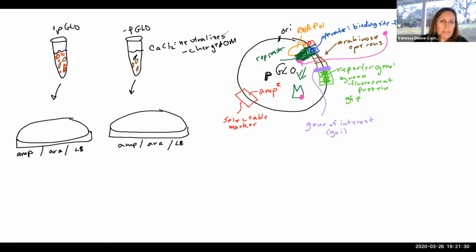So let's see how these will look. Let's start first with the negative tube. These have no pGLO that was added, right? But there are E. coli bacteria. When plated on this ampicillin arabinose LB media, do you expect there to be growth or no growth? I'll ask you first. You can type this out or answer. Is there going to be growth or no growth from this negative pGLO tube on this selective and differential media?